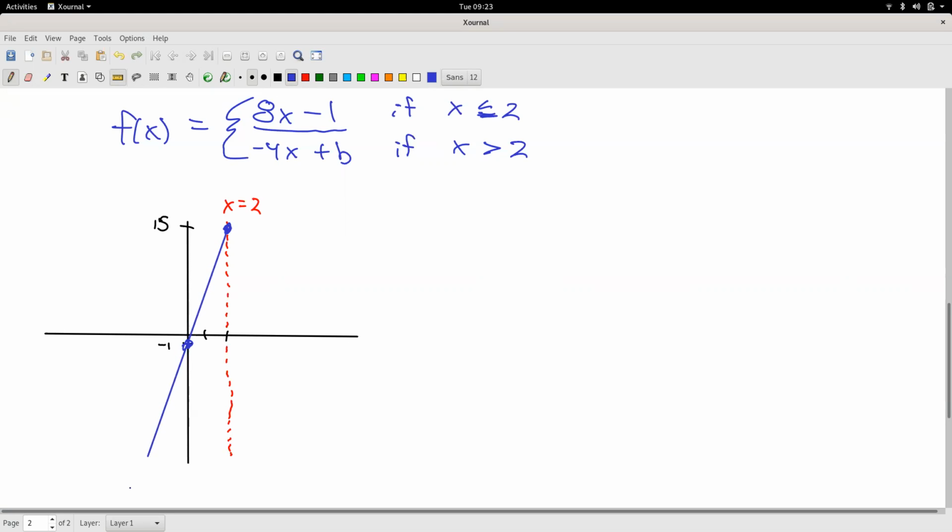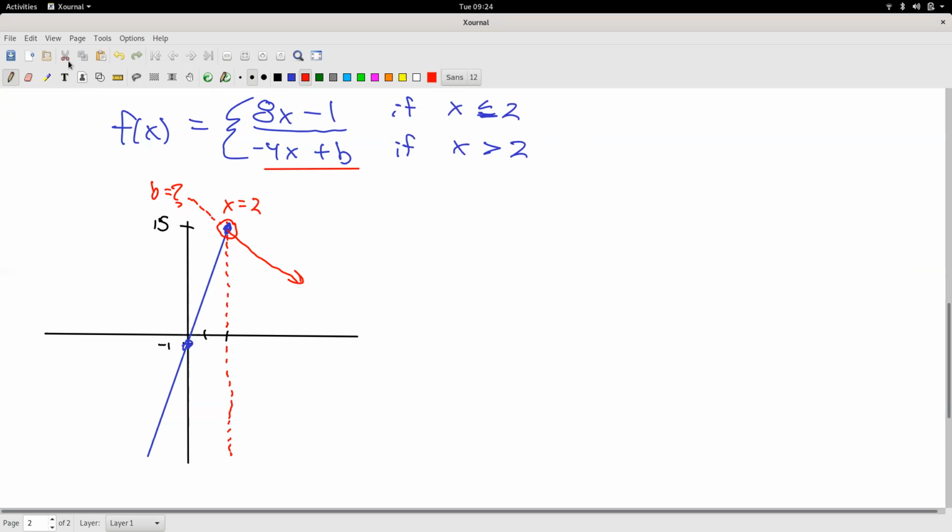So that's that side. The other function has to start at that point. I'm going to graph that one in red. So it would have to start there and have a slope of negative 4. So if this is a slope of 8, a slope of negative 4 might look something like this right here. So that's what that graph has to do. And we need to figure out, if we trace back, what is its y-intercept? What is its value of b?